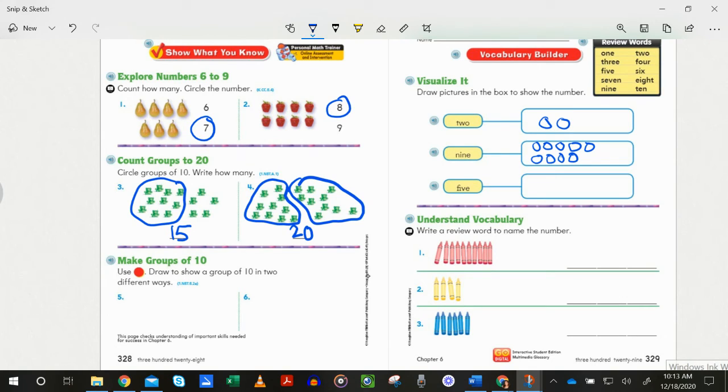And then for the number 5, a quick picture there as well. And if you want to do like hearts or triangles or flowers, okay, just something quick to show that you understand that number. So if you need to pause and finish drawing those numbers, you may do that.